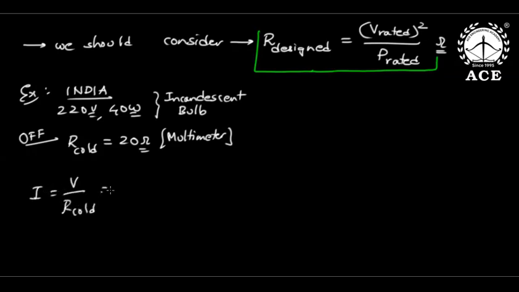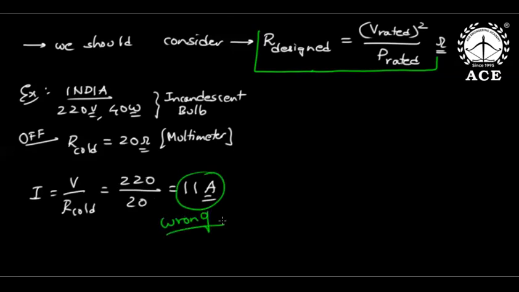If I do that, V is how much? 220. R cold is how much? 20. So this is 11 amperes. But is it really 11 amperes? Wrong. How can a small 40 watt bulb in your house draw 11 amperes?